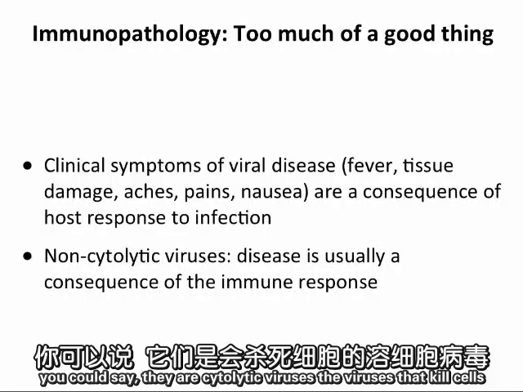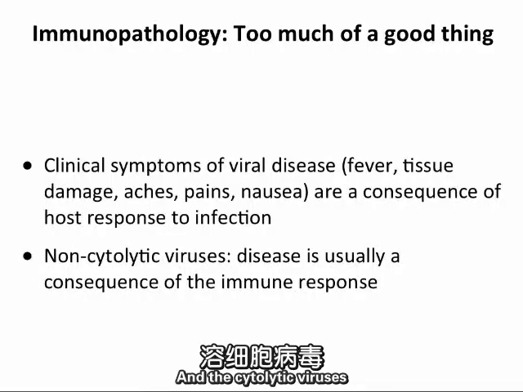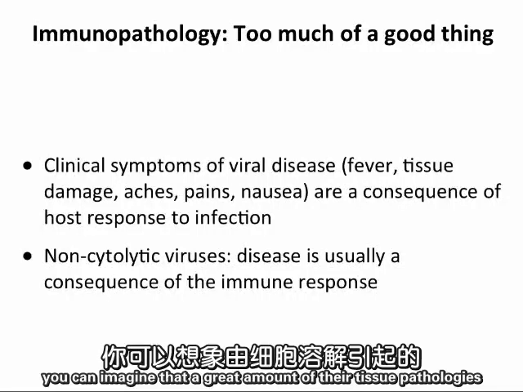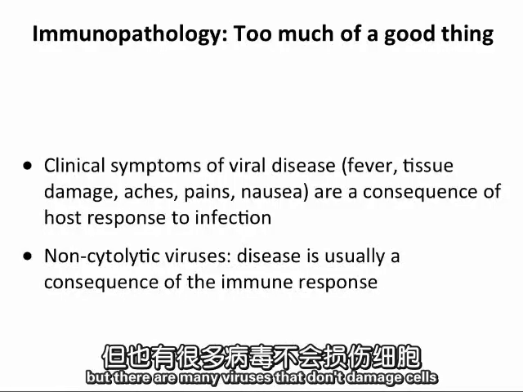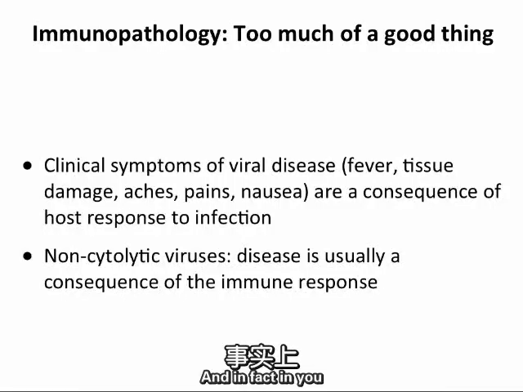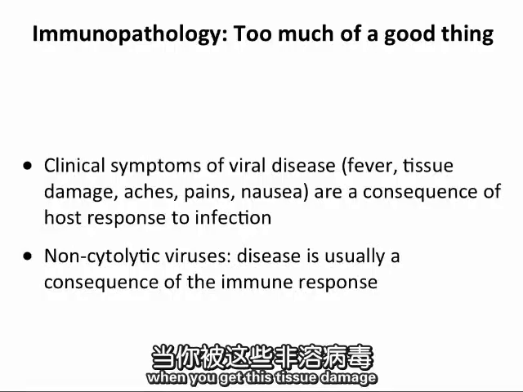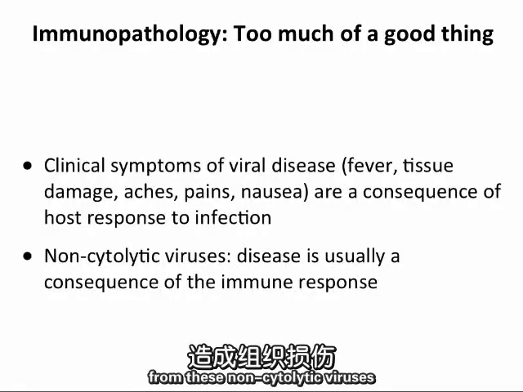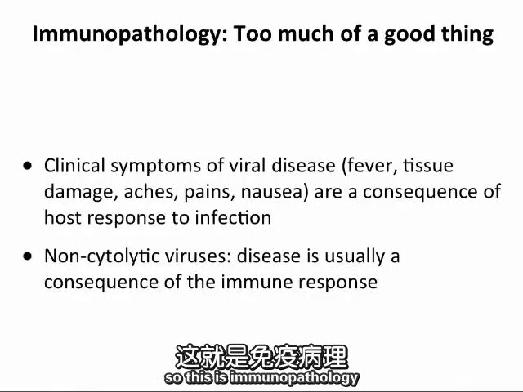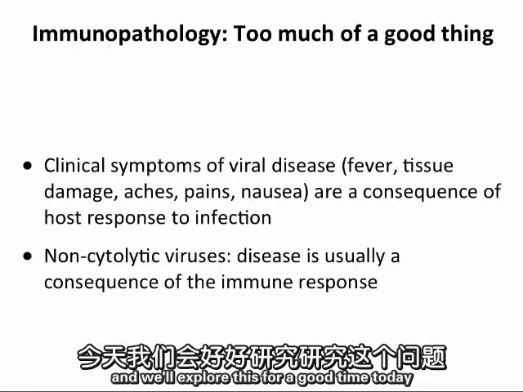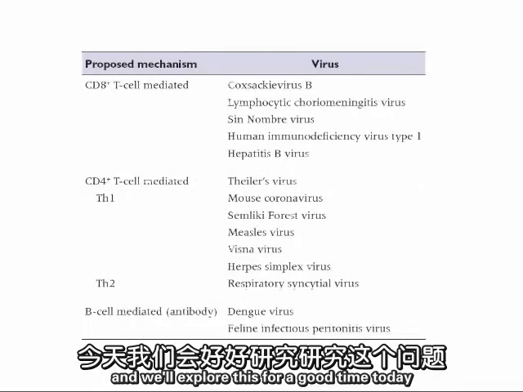So among all the viruses we talk about, if you had to group them into two classes, you could say there are cytolytic viruses, the viruses that kill cells, and there are non-cytolytic viruses. For the cytolytic viruses, you can imagine that a great amount of their tissue pathology is caused by cytolysis. But there are many viruses that don't damage cells. And in fact, when you get tissue damage from these non-cytolytic viruses, it's mainly a consequence of your immune response. So this is immunopathology, and we'll explore this for a good time today.